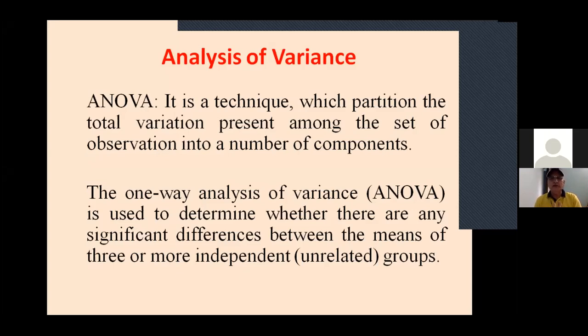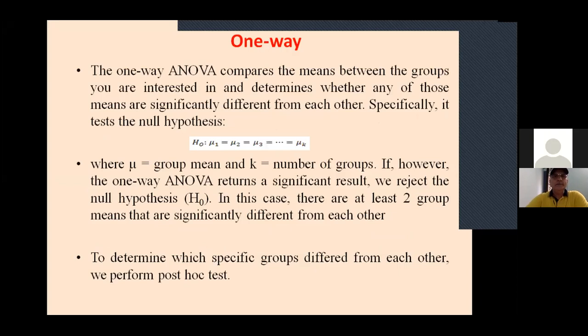One-way analysis of variance is used to determine whether there is any significant difference between the means of 3 or more independent groups, because a t-test can compare only up to 2 groups, and if there are more, then we have to apply one-way ANOVA. So first I will discuss one-way ANOVA. Let's say there are k groups, and suppose the mean responses of all the k groups are the same.